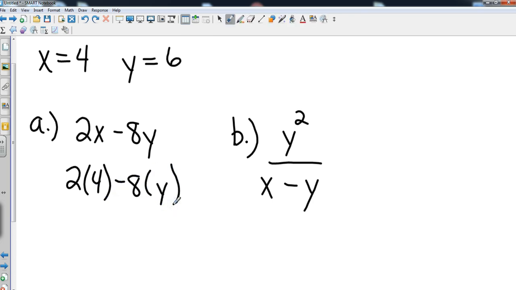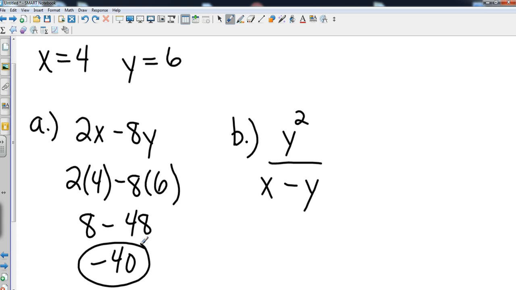And remember, we have order of operations, so we need to do our multiplication first. And I also might want to substitute in y there, like I said I did, but just didn't write it in correctly. So 2 times 4 minus 8 times 6. So that's going to give us 8 minus 48. And 8 minus 48 is going to give us a total of negative 40.